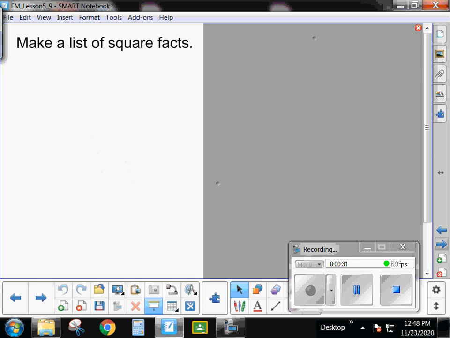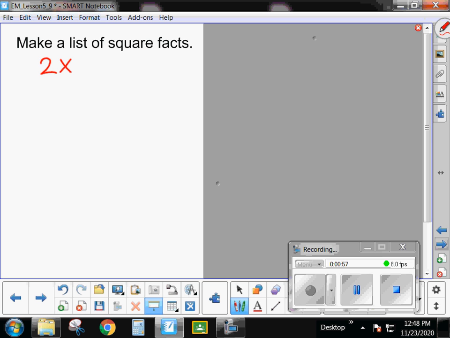Okay, the first thing I want you to do is make a list of square facts. Now remember what a square fact is. A multiplication square is a lot like our doubles facts that we had in addition, like 2 plus 2, 3 plus 3, 4 plus 4. But with multiplication square facts, it's, of course, multiplication. Now, we don't call these doubles facts, we call them multiplication squares, and let me remind you why.